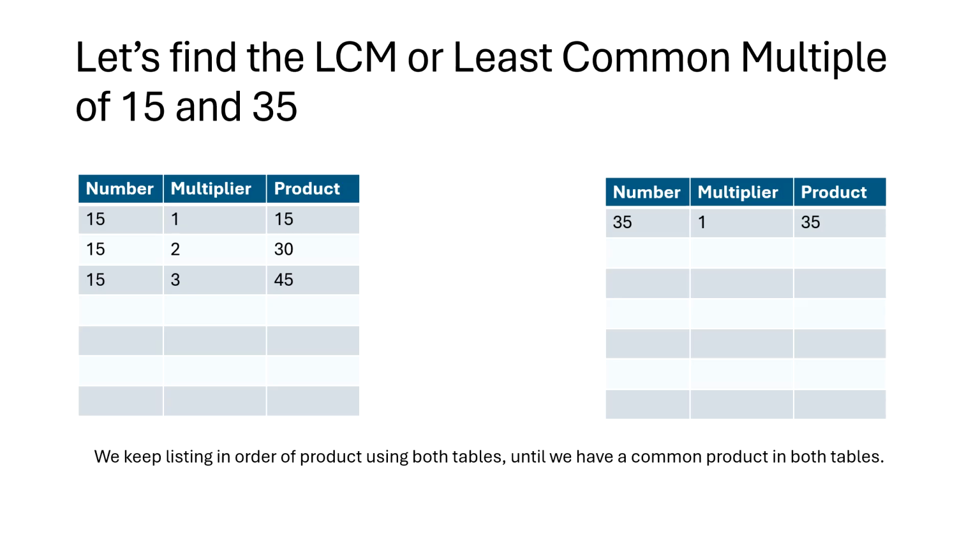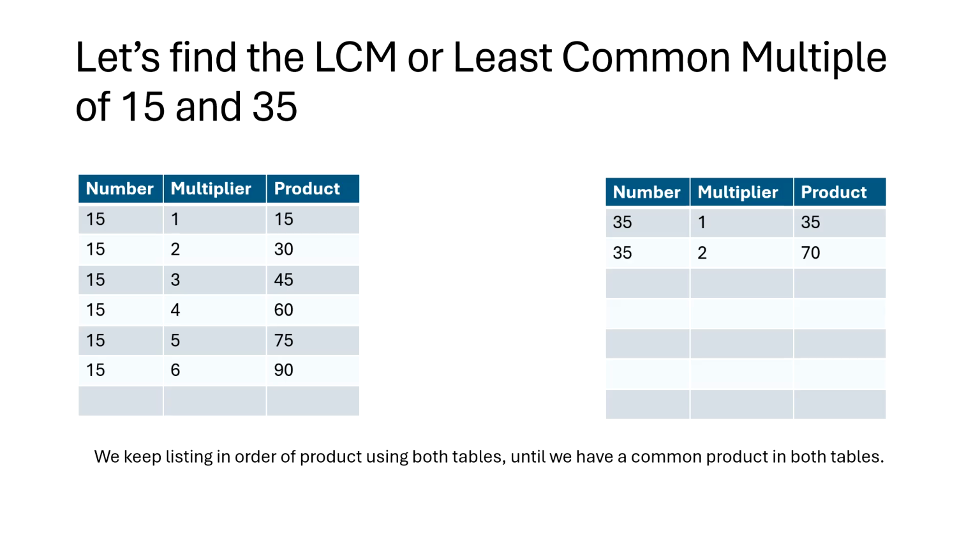First table, 15 times 3 is 45. 15 times 4 is 60. 15 times 5 is 75. The second table, 35 times 2 is 70. We have not found a common number yet, so we keep going.